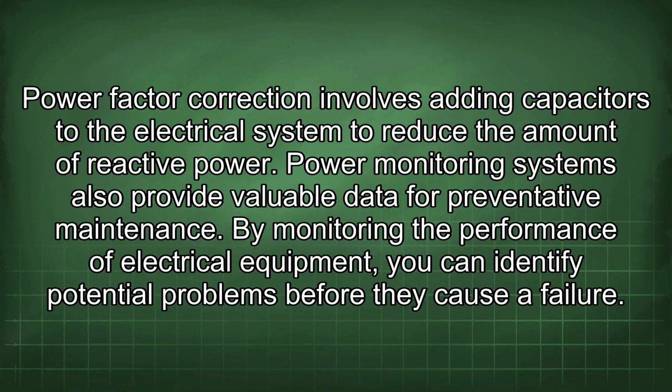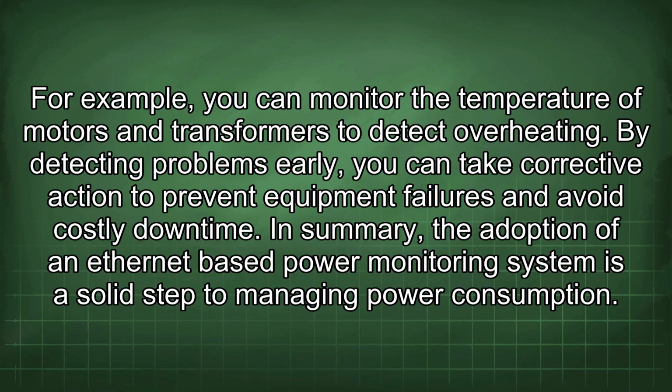Power monitoring systems also provide valuable data for preventative maintenance. By monitoring the performance of electrical equipment, you can identify potential problems before they cause a failure. For example, you can monitor the temperature of motors and transformers to detect overheating. By detecting problems early, you can take corrective action to prevent equipment failures and avoid costly downtime. In summary, the adoption of an Ethernet-based power monitoring system is a solid step to managing power consumption.